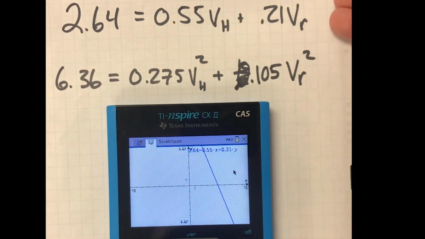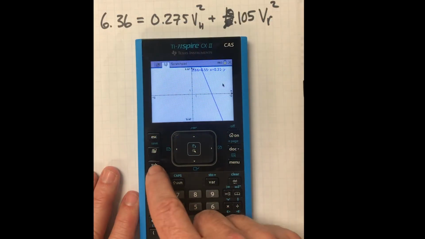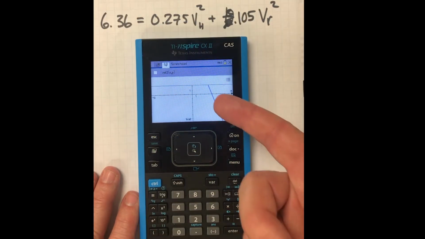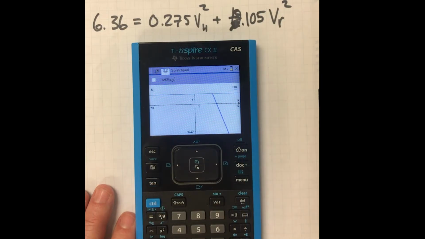So this is actually the momentum equation. This is a kinetic energy equation. I'm going to then go back to the tab button, and I have the second relationship, 6.36 equals 0.275 x squared. See how that's typing in there. Plus 0.105 y squared. And I'm going to now say enter.